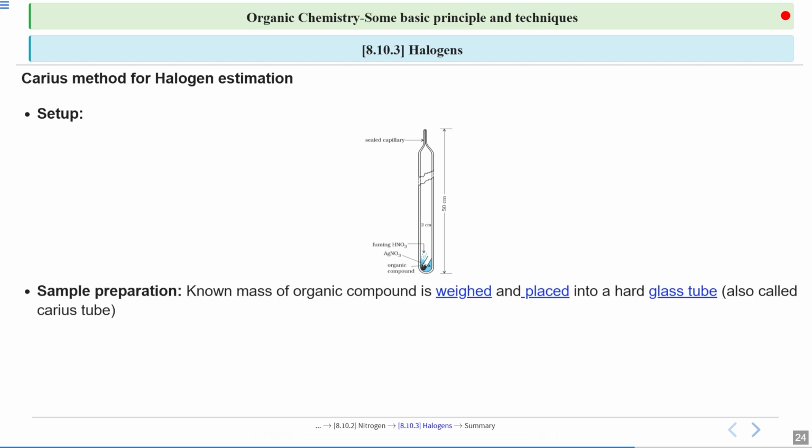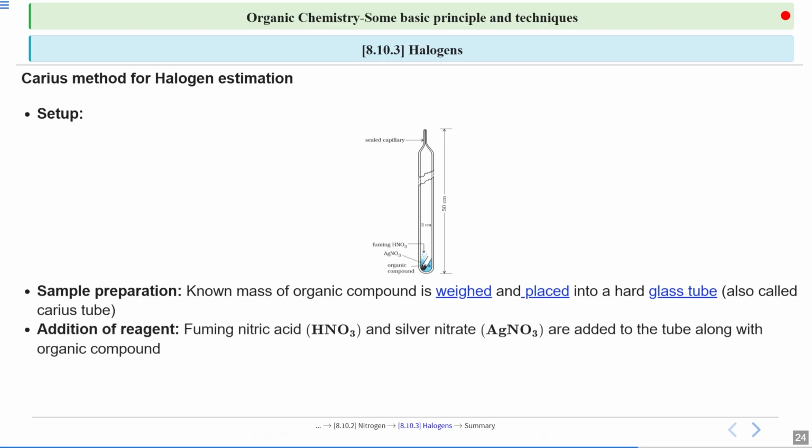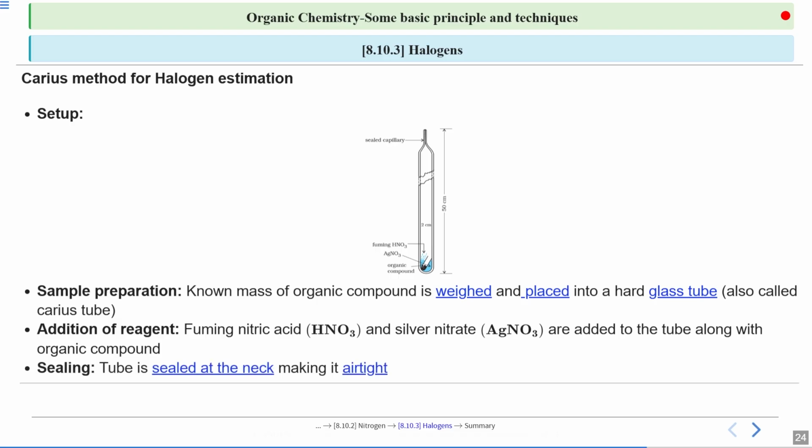The first step is sample preparation. We take a known mass of the organic compound, weigh it carefully, and place it into the Carius tube. Accurate weighing is essential because the amount of halogen calculated later depends on this initial measurement. Next, we add the reagents fuming nitric acid and silver nitrate, which are introduced into the tube along with the organic compound. Finally, we seal the tube at the neck, and it is very important for safety and to ensure that the reaction happens under controlled conditions.